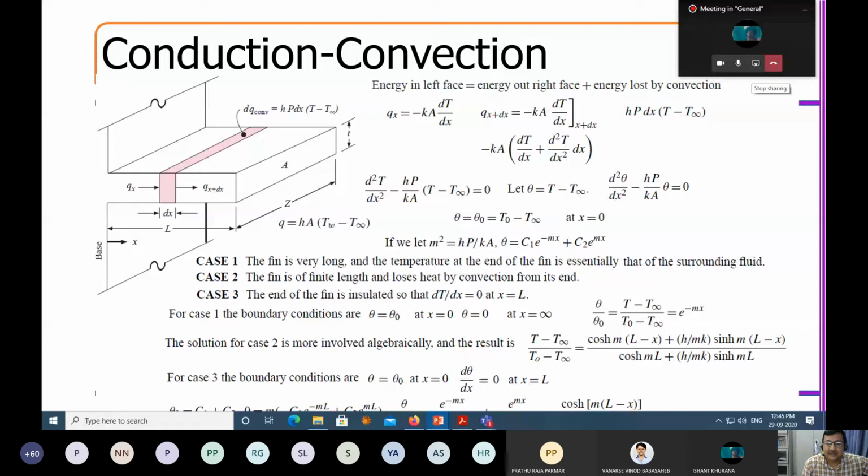Once I take care of x, y, you will see it will also extend to x, y, and z. That's why it is important that I have another 10 minutes, because if I don't do it in a single lecture, it will be very, very confusing for you. So case 3 is a situation where the end of the fin is insulated.